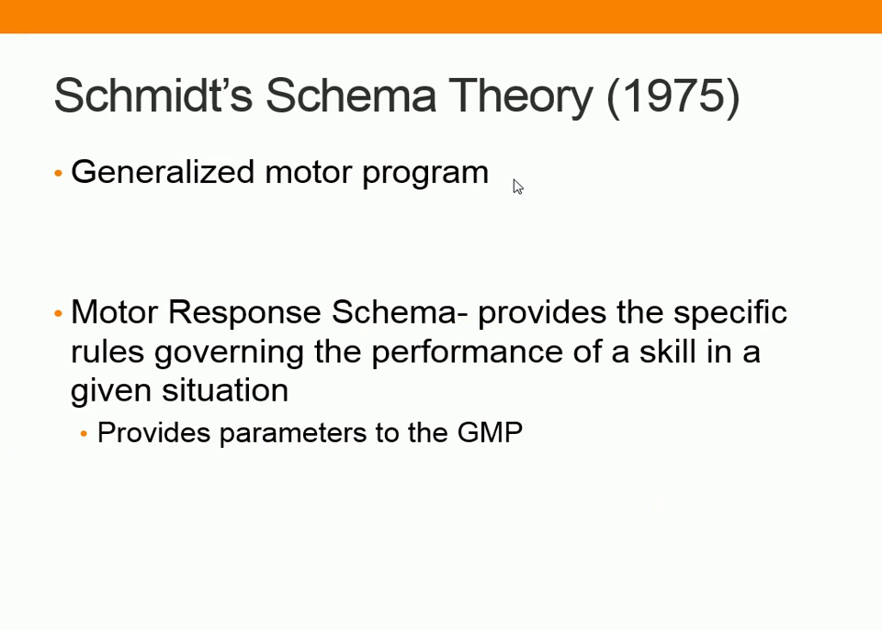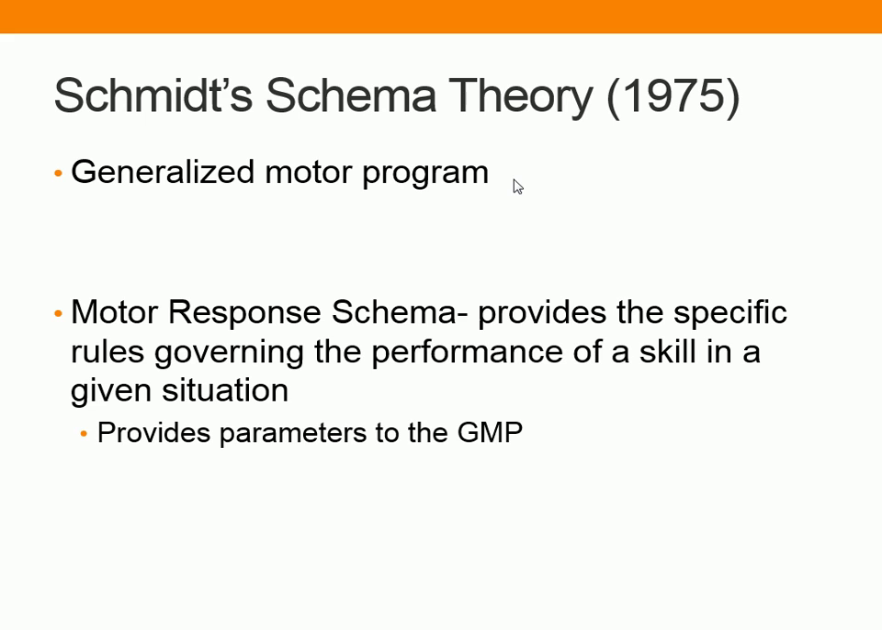If we apply that to the concept of human movement, so understanding how someone creates a movement like throwing a punch in boxing, for example, that movement is going to be created by first having a generalized motor program, and second, having motor response schema that modify that generalized motor program to fit the scenario. So what we look at here is we've selected our generalized motor program. I have a generalized motor program, for example, for throwing a jab, if we're sticking with the boxing example.